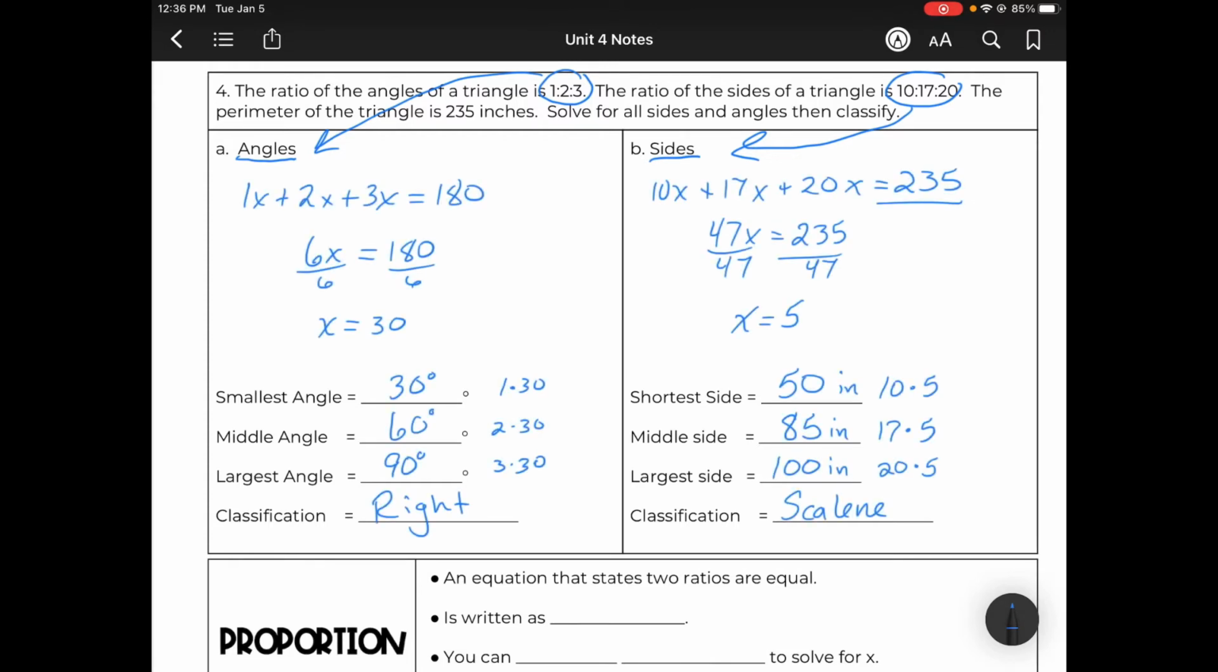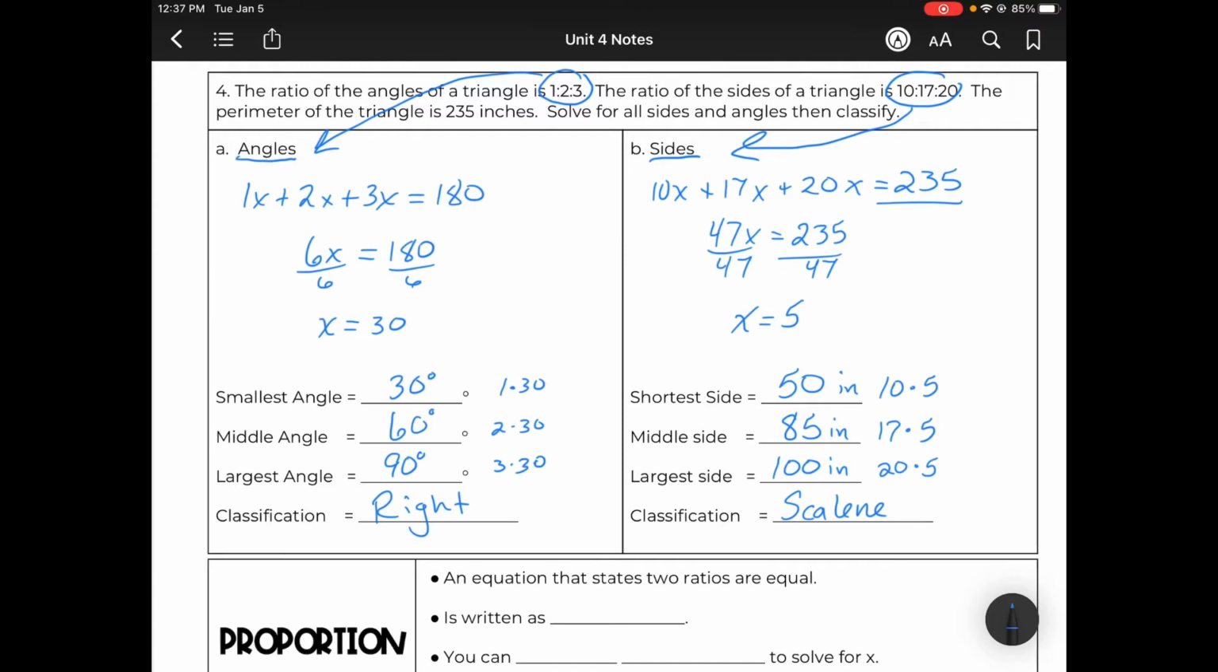All right, for the angle classifications, when you set up your equation 1x plus 2x plus 3x equals 180 for the total of the angle measures, you get 6x equals 180, and dividing by 6 gives you x equals 30. So when I plug that in for the smallest angle, we get 30 degrees. For the middle angle, we get 60 degrees, and the largest angle is 90 degrees. That 90-degree angle makes this a right triangle.